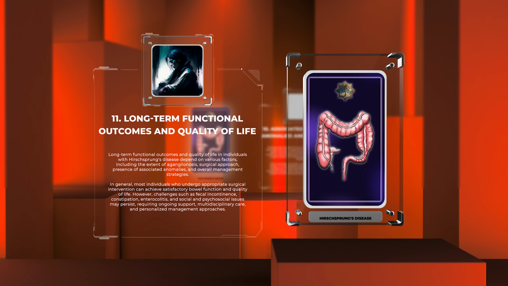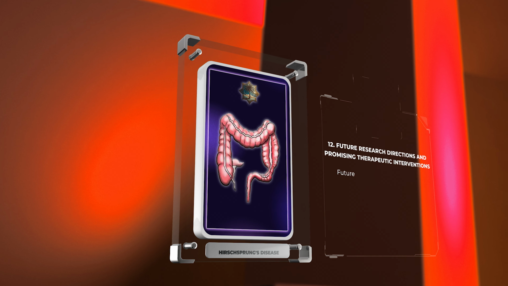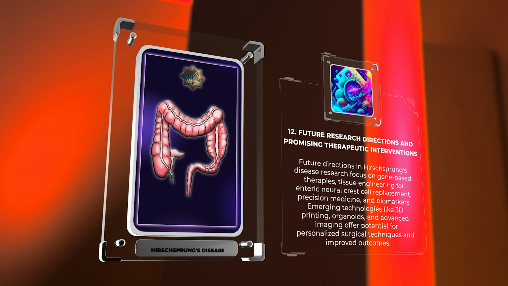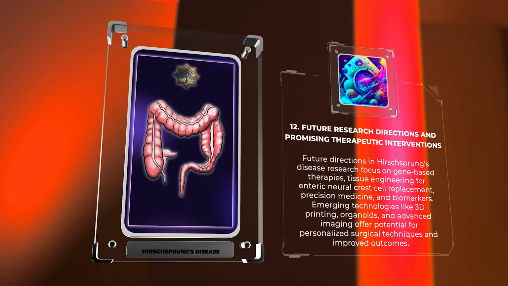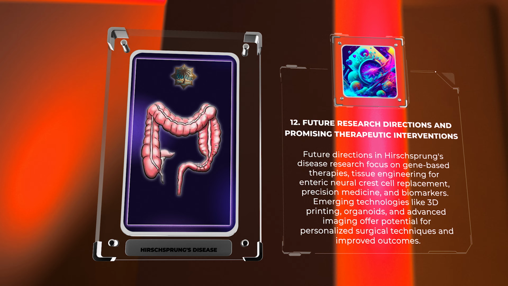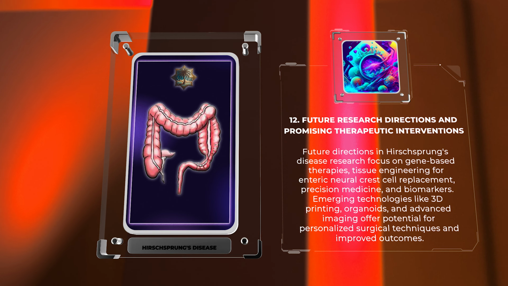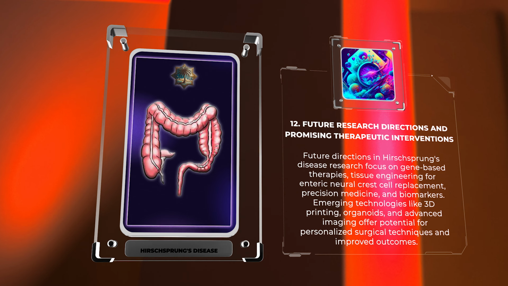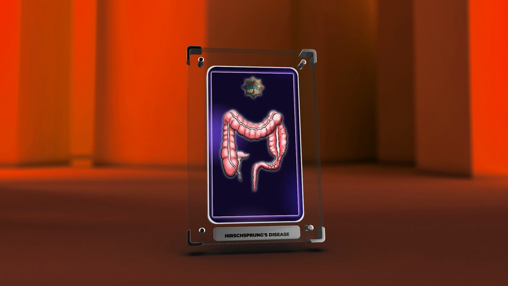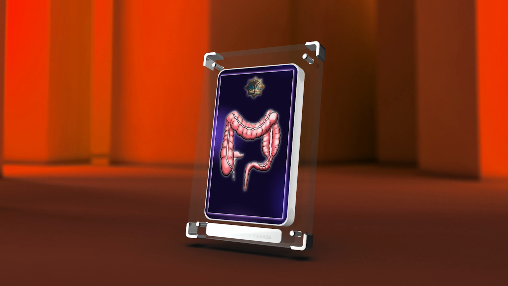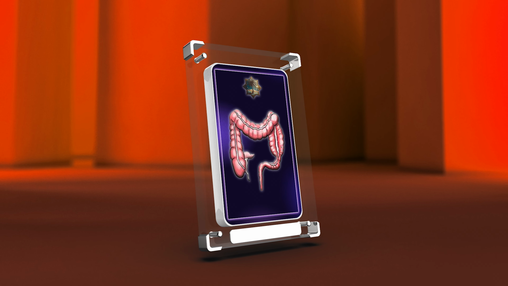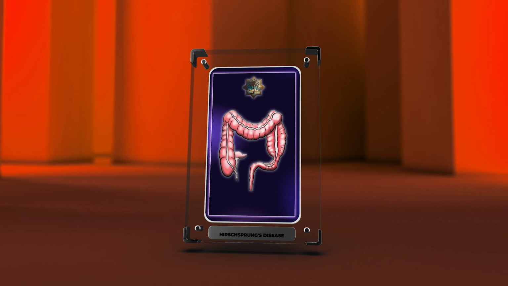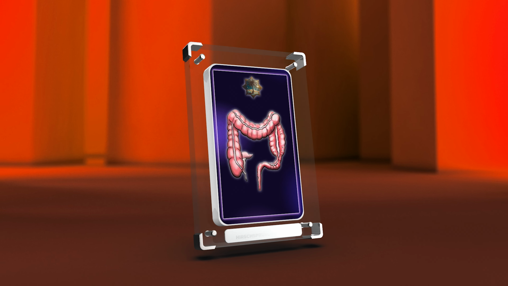Future directions in Hirschsprung's disease research focus on gene-based therapies, tissue engineering for enteric neural crest cell replacement, precision medicine, and biomarkers. Emerging technologies like 3D printing, organoids, and advanced imaging offer potential for personalized surgical techniques and improved outcomes. In summary, medical professionals can improve their understanding and care for individuals with Hirschsprung's disease by applying the concepts discussed in this video. Further research and collaborations will lead to better outcomes and quality of life for patients and families.